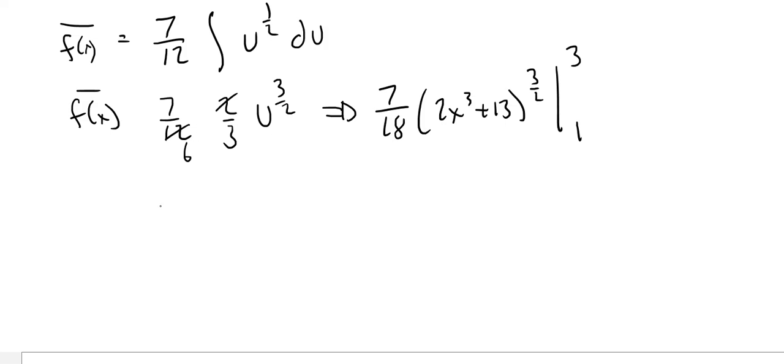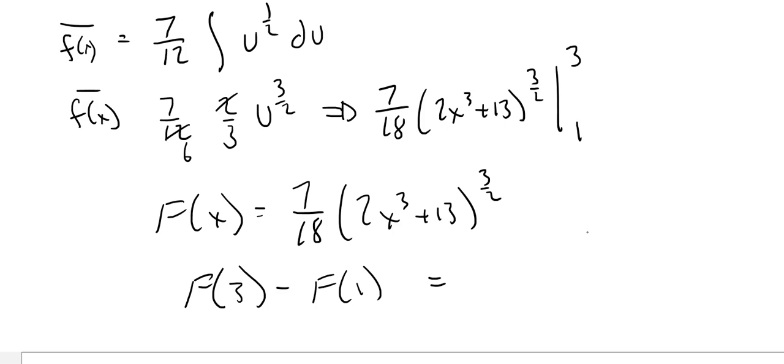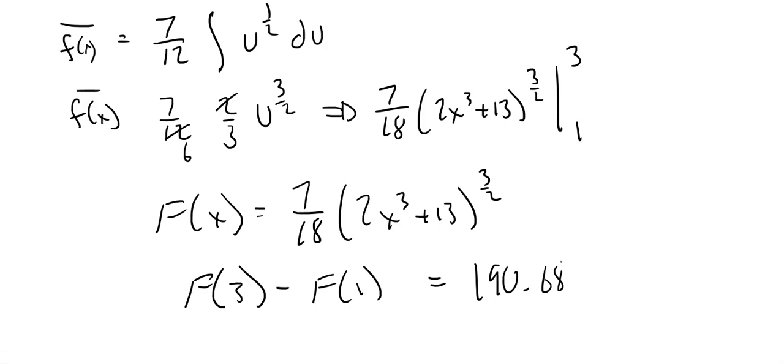So we will just enter into Desmos the 7/18 times 2x cubed plus 13 to the 3/2 power. And then you are just going to find f of 3 minus f of 1. And in this particular case, that's going to come to somewhere around 190.68. So any other problems that you have in homework will be similar to this: direct use of the power rule for integration and a few u substitution problems.